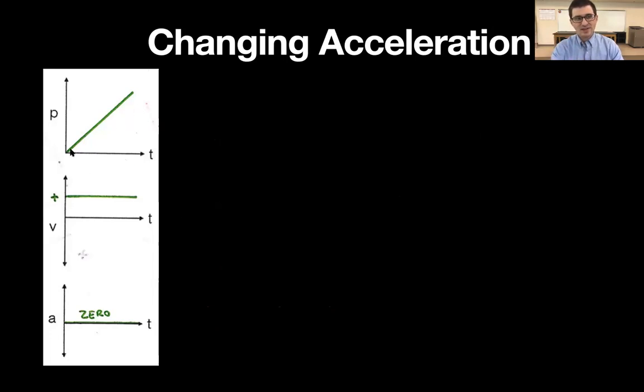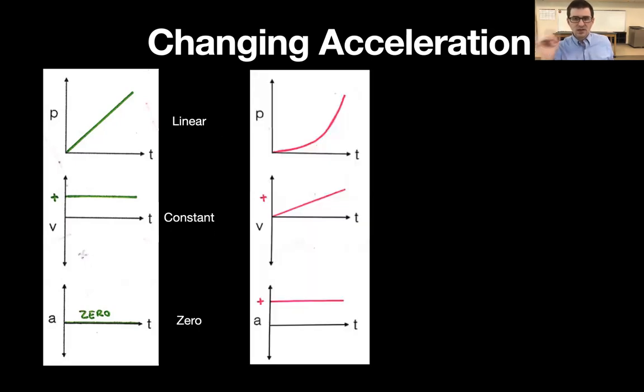When we have this linear position versus time graph, we know the slope of the linear position versus time graph is the velocity. Linear slope turns into a constant velocity. Then the slope of the constant velocity graph gives us 0 because the velocity is not changing. The slope of this is 0. The acceleration is 0. So our linear xt graph turns into a constant vt graph, which turns into a 0 at graph.